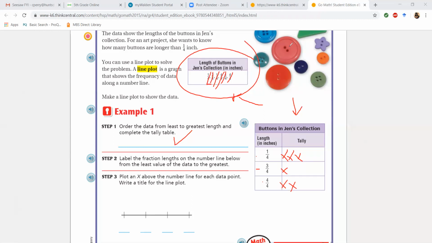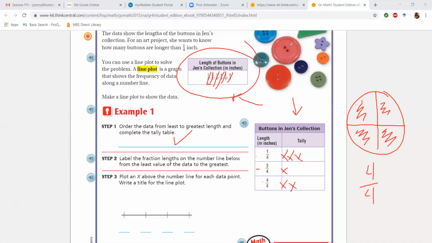Okay, step 2, label the fraction lengths on the number line below from the least value of the data to the greatest. All right, so let's think about this. Let's review. I'm going to draw a circle. Okay, it's broken up into fourths. 4/4 would be considered the whole pie. So imagine that's a pizza pie. 4/4, every single piece. No one has eaten yet.